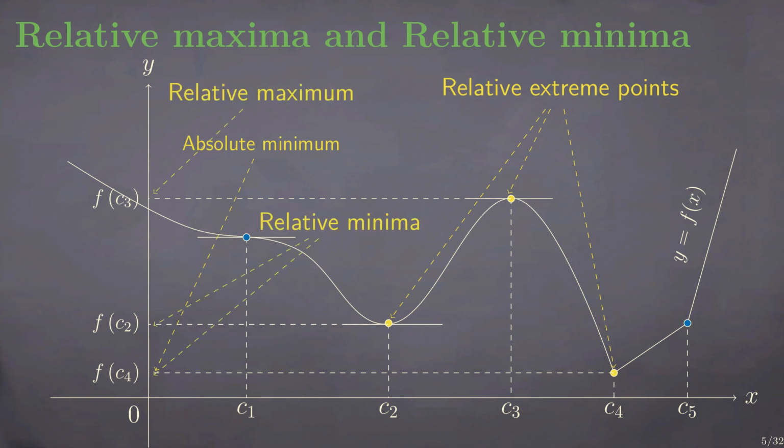So for now we already have the notion of relative extreme points divided into two cases, relative maxima or relative minima, and we might also talk about an absolute minimum or an absolute maximum.